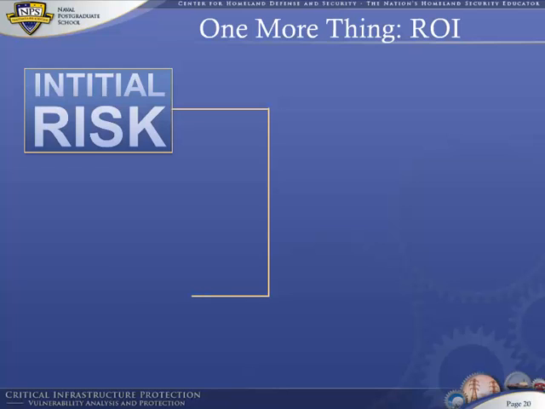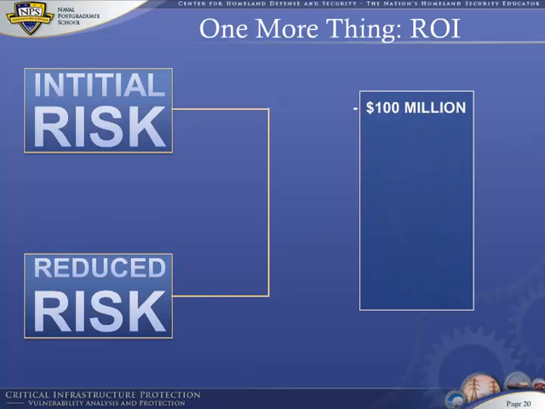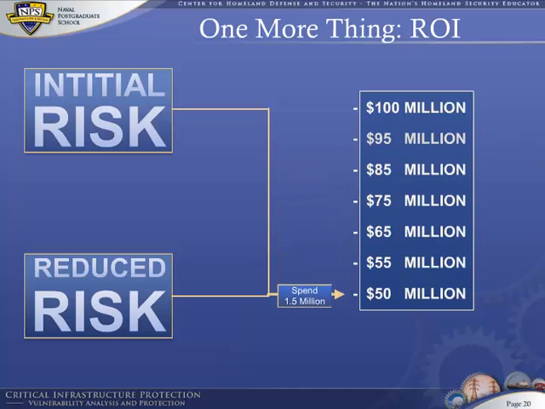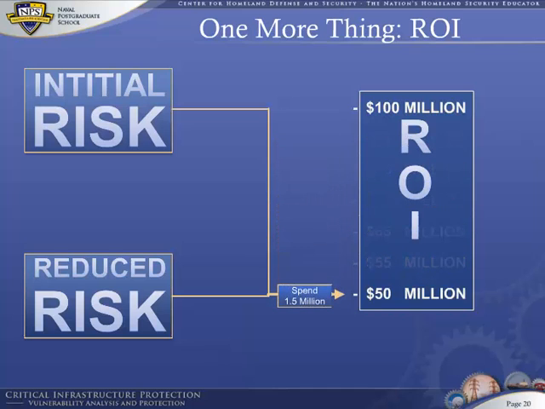For example, if the initial risk is $100 million and we can reduce it to $50 million by spending $1.5 million, the ROI is $33.33 per dollar invested. If the same $1.5 million is invested in some other asset that returns $80 per dollar invested, then it is wiser to invest in the higher ROI asset.